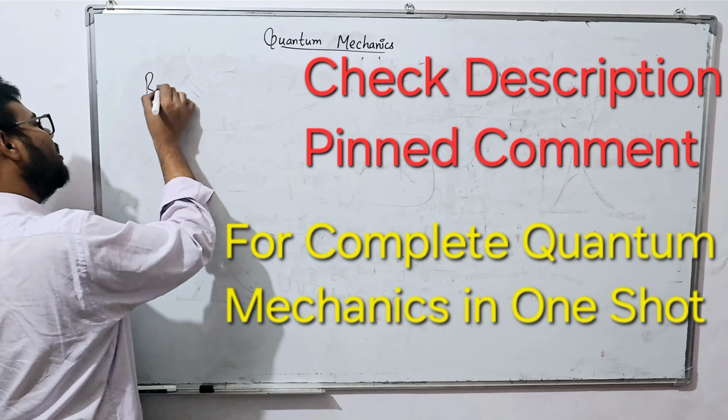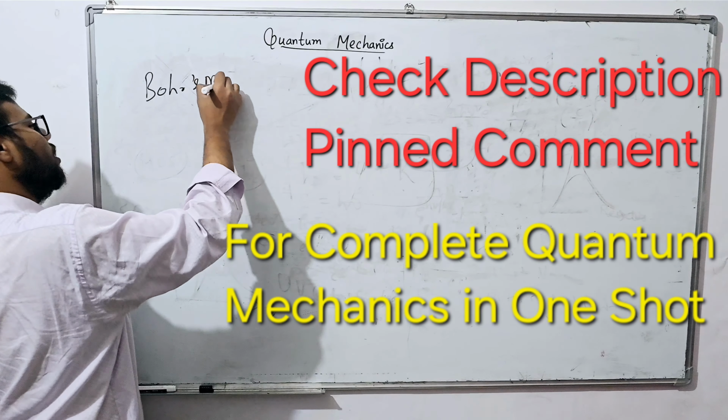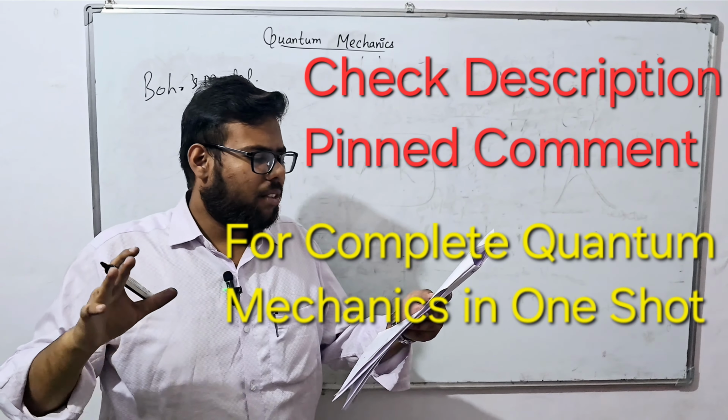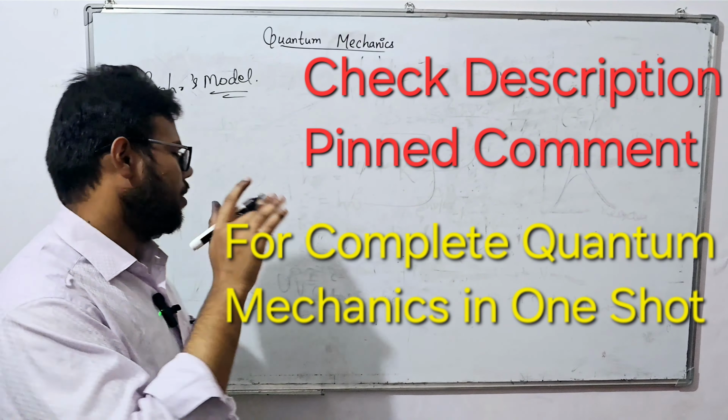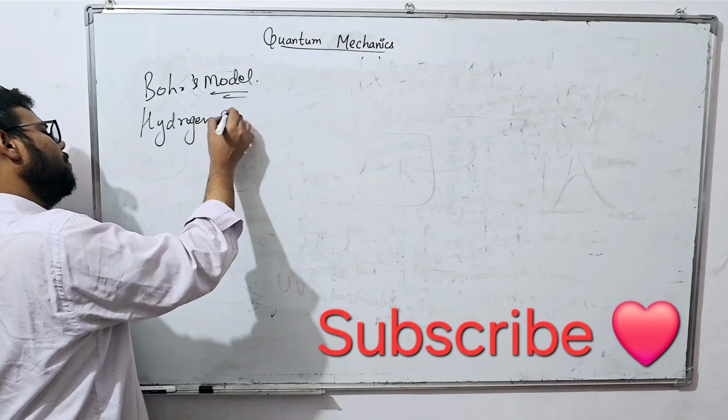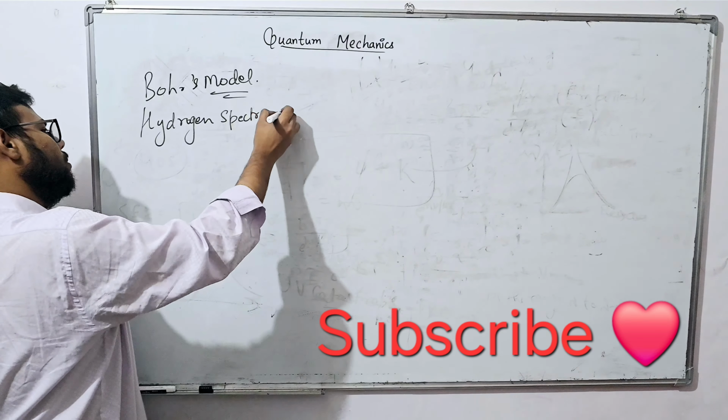Bohr's model, right? So basically, what was the problem? Okay, let's see. First of all, we will see the hydrogen spectra.